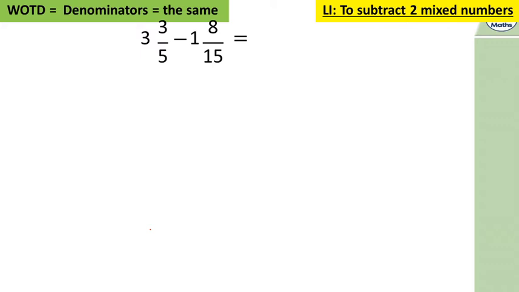So 3 and 3/5 minus 1 and 8/15. Remembering, make those denominators the same.